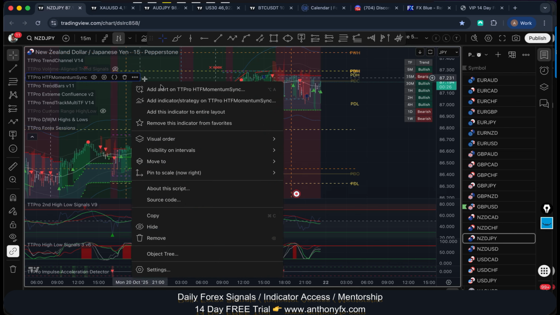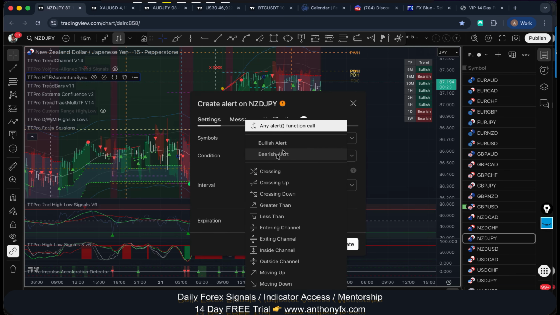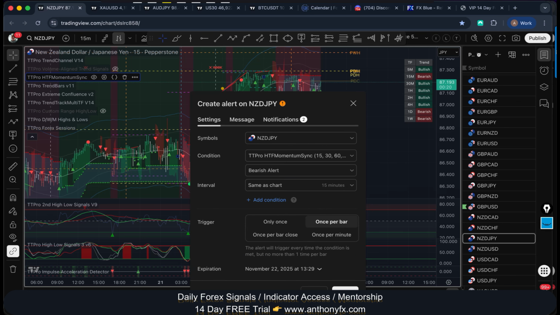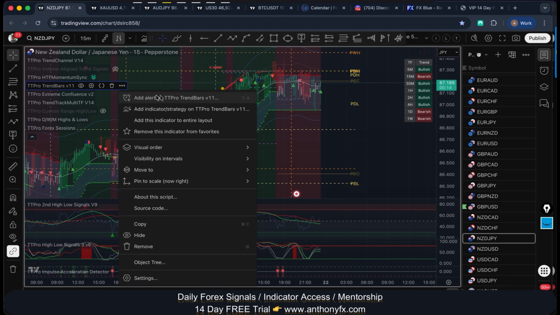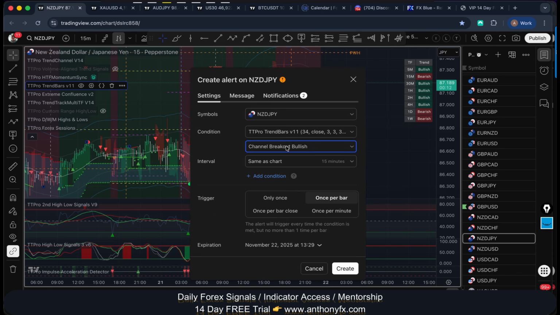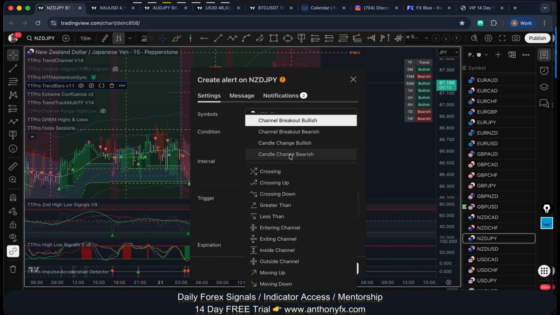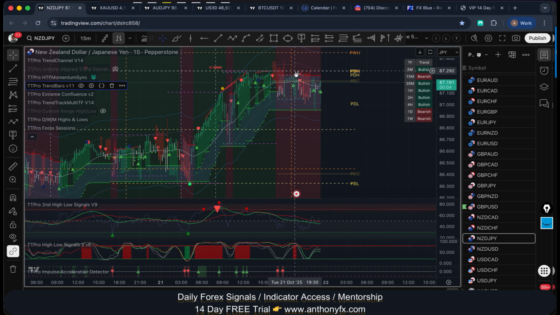There are two of these signals we can use. So I'm going to go bearish alert, once per bar. And also on the trend bars, if you like, we can set up a red alert, so we're looking for a candle change bearish. Done. All right, so I will take the next bearish signal. It's already kind of happened here, but let's get some confirmation with this.